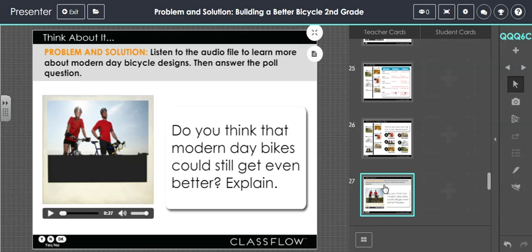Okay, and then when we get to the final bike, instead of a problem and solution, they're just presented with a question, and this can be sent as a yes-no poll. So do you think that modern day bikes could still get even better? And explain. So they can answer yes or no and then continue the discussion with an explanation verbally.